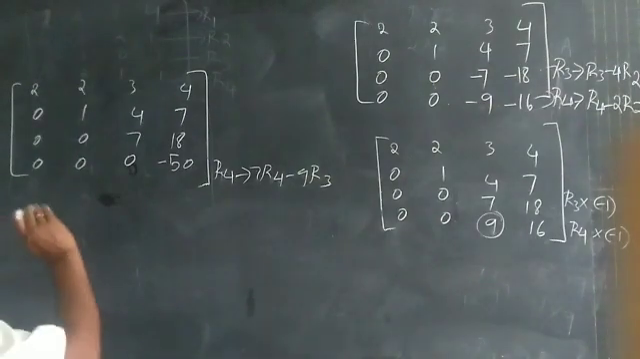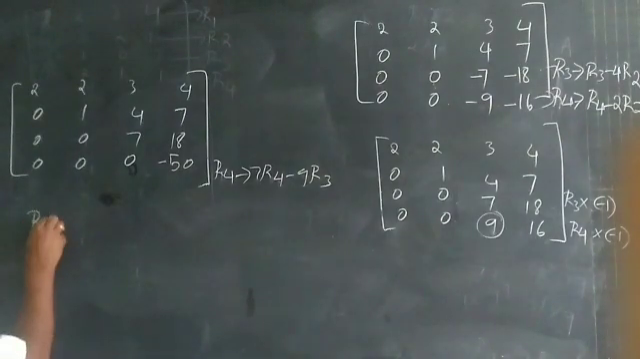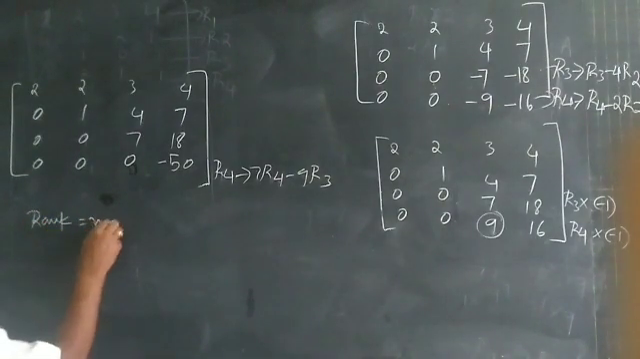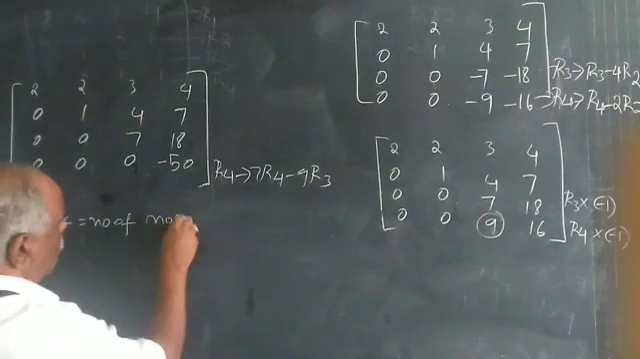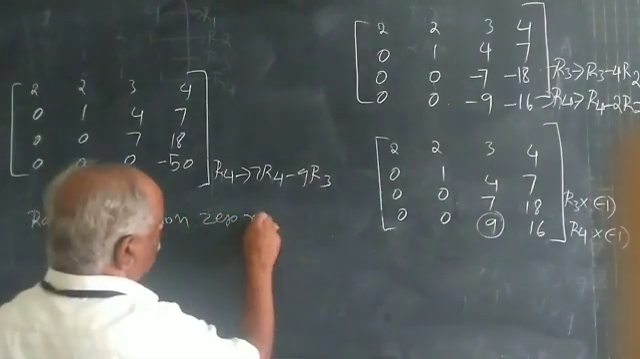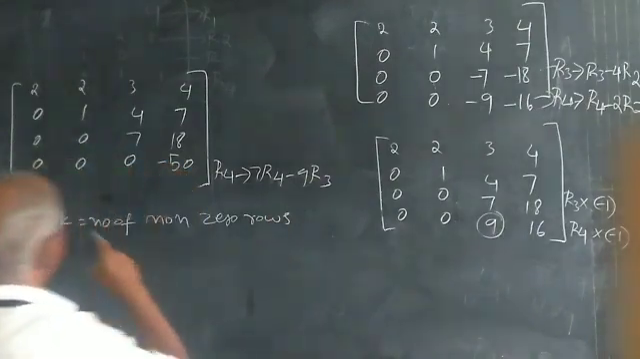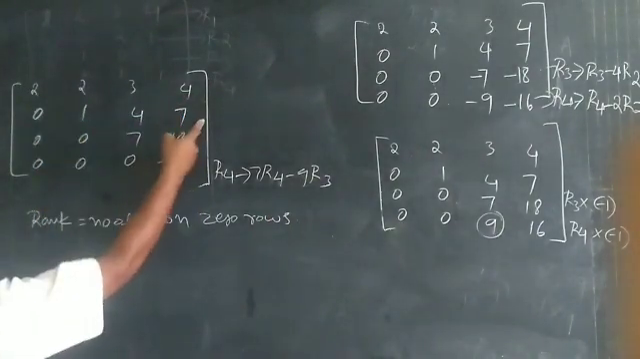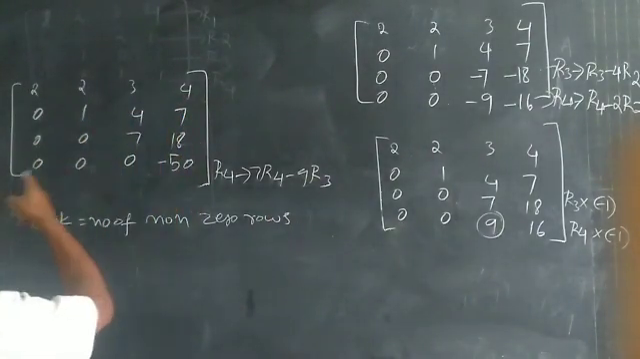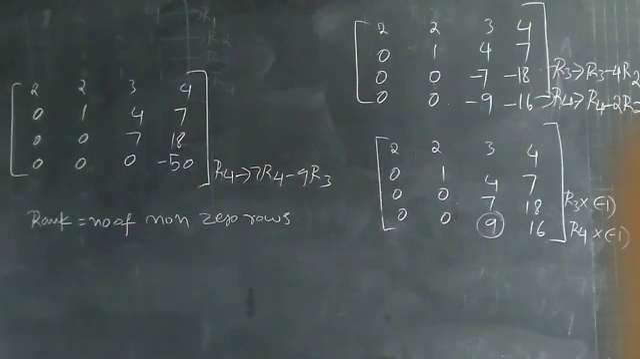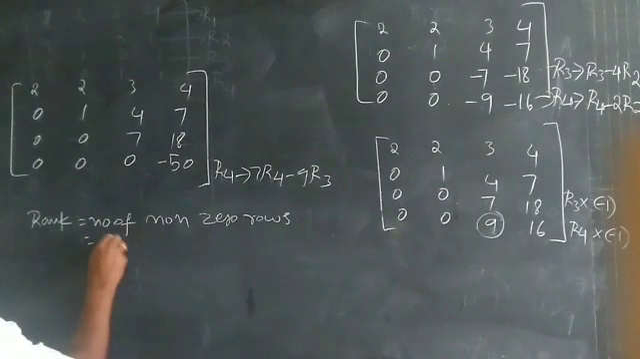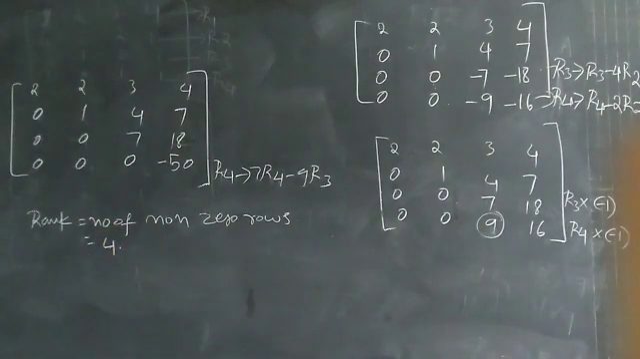Now what is rank? Rank is equal to the number of non-zero rows, right? First row is non-zero, second row is non-zero, third row is non-zero, fourth row is also non-zero. So rank is equal to the number of non-zero rows, that is 4. So okay, let us stop at this point.